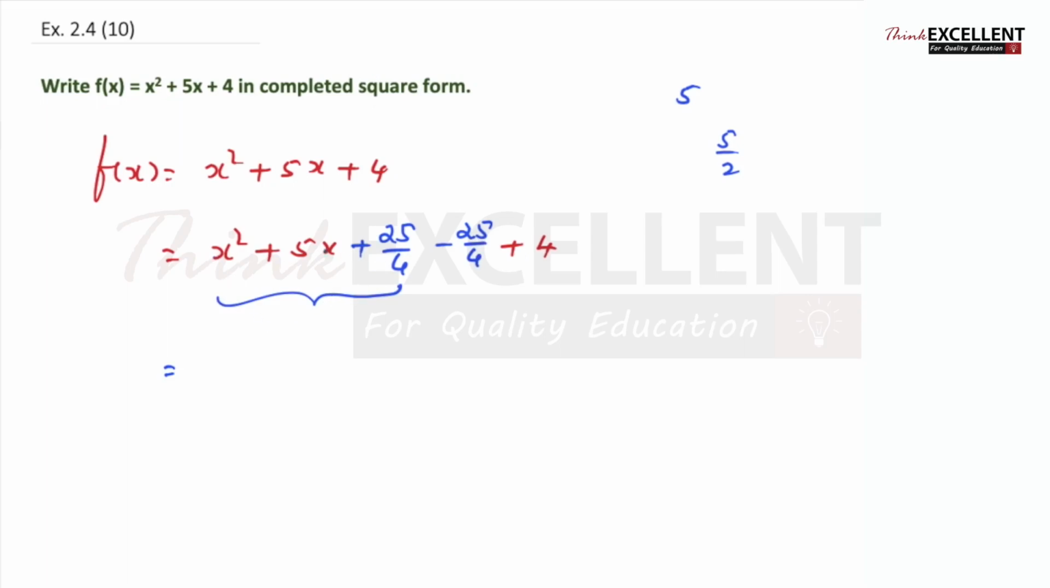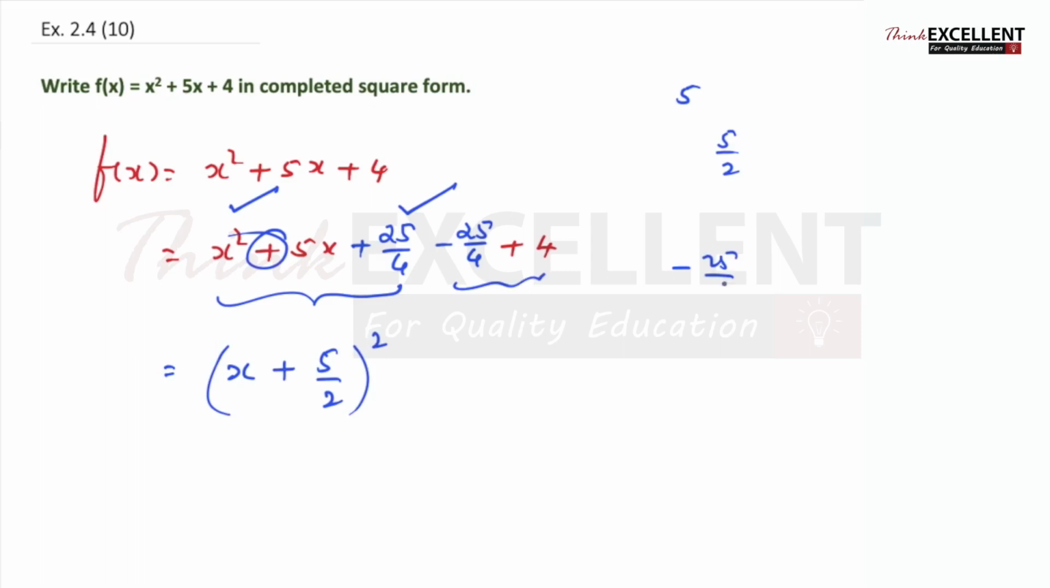A minus b the whole square. See the middle one. That is plus, so a plus b the whole square. If it is minus, a minus b the whole square. Take the square root of the first term, x. Square root of the third term, 5 by 2. Look at the sign, plus. So write here plus the whole square. That's all.